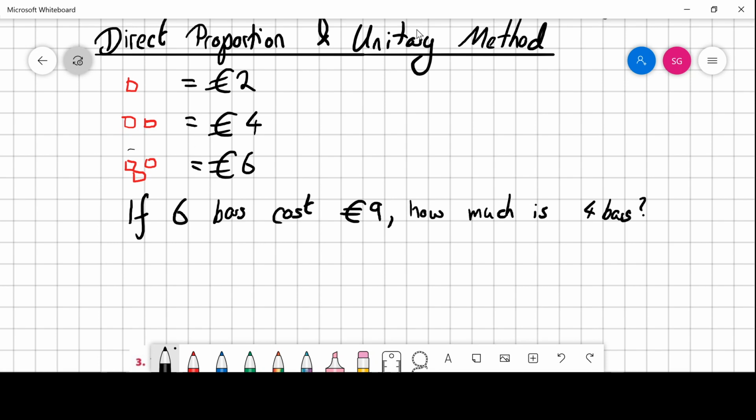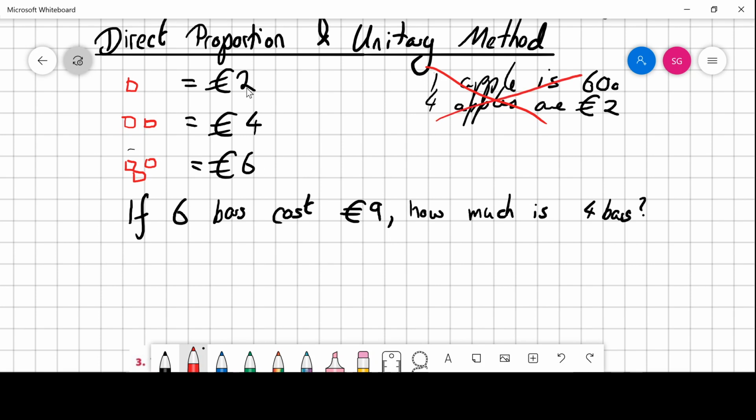But you've all been in shops. You've all seen one apple is, let's say, 60 cents, but 4 apples are €2. So that's trying to encourage you to buy more, but you'll immediately go, wait a second, there's not the same ratio between apples and cost there, is there? So these are not in direct proportion, but these are in direct proportion.